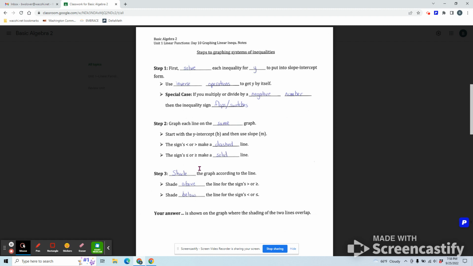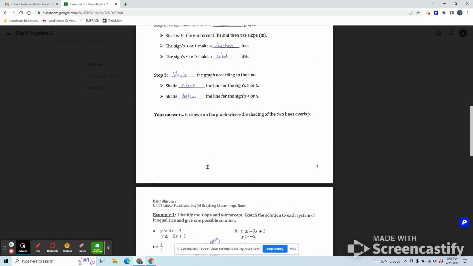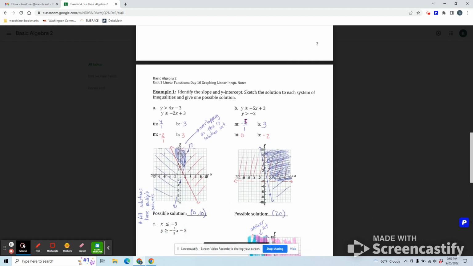And then you are shading because it is an inequality. You're having a large amount of solutions, whereas in an equation, sometimes you had one solution, no solutions, or many solutions. For your inequalities, typically you have a very large solution set. There are a few occasions where there is no solution set, but those are very rare. Typically, your teacher, me, is going to give you ones where there is a solution set. And then your answer is where your shading overlaps. So let's work through this.